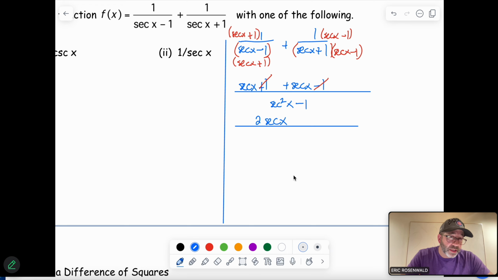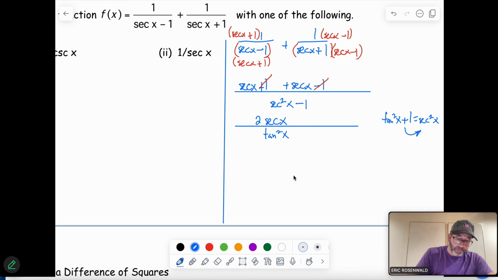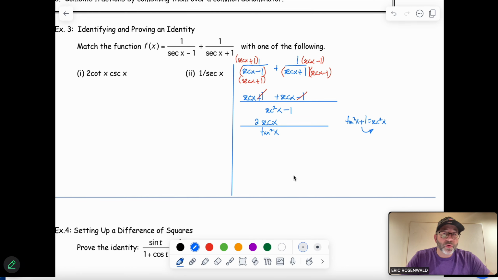If you look carefully at your identities, you have that tangent squared of x plus 1. Sorry, I wrote the wrong thing there. Tangent squared x plus 1 is equal to secant squared x. That's your Pythagorean. So if I move the 1 over here, we know that that's now going to be equal to tangent squared. So why don't I take that denominator there, that's secant squared x minus 1, and let's make it equal to tangent squared x. Okay?